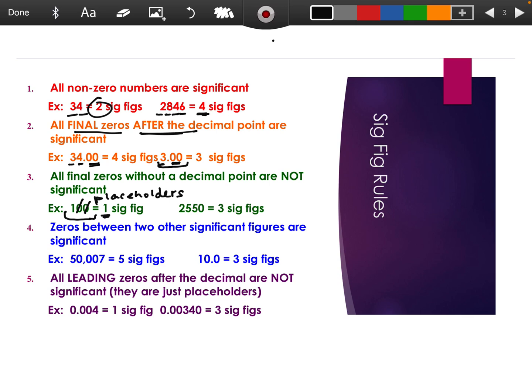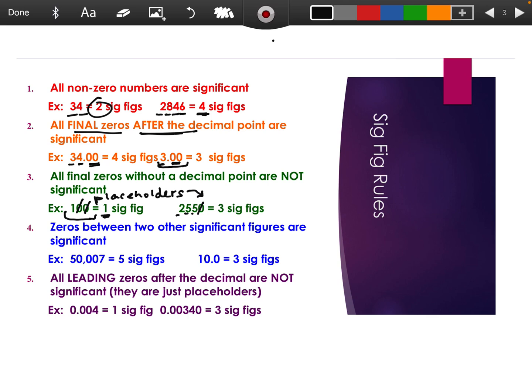Same thing with 2,550. This 0, because there's no decimal, is a placeholder. So we only count the 2, the 5, and the 5 to give us our 3 sig figs. Now, it doesn't mean you don't need the 0, because you still need the 0 as a placeholder. It's just not counted as significant.